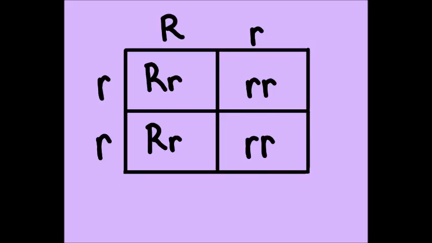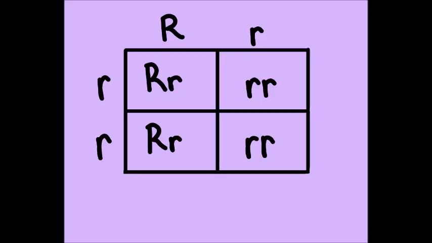We need to know how we represent a dominant and a recessive trait. A dominant trait is represented by a capital letter, while a recessive trait is represented by a lowercase letter. Let's look at this Punnett square as an example. The capital R represents the red flower trait, while the lowercase r represents the white flower trait.